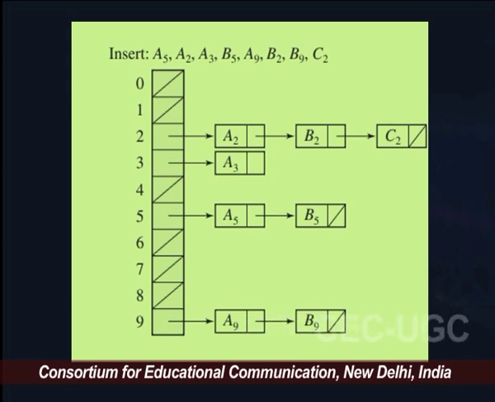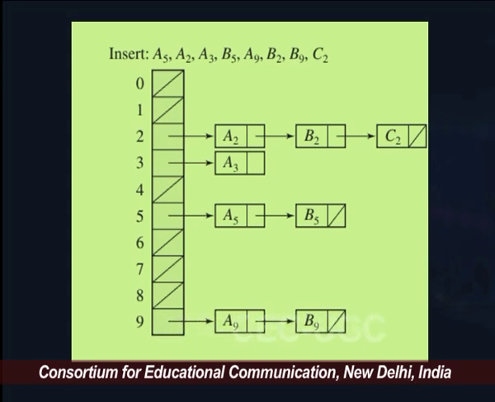This B5 has to go into the fifth slot, but imagine that A5 is already there, or you can see that the list is already there. So, B5 will be attached at the end of that linked list, which earlier had only one node, A5. Now, with slot 5 you have a linked list containing two nodes, one is A5 and another one is B5.